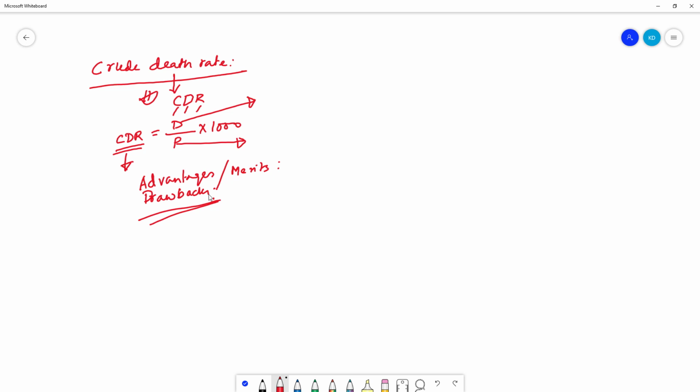So, under most circumstances, the CDR may well be used for comparing the mortality situations of the same place at different times, provided the periods compared are not too far apart, because in a stable large community the age and sex compositions of population change very slowly.